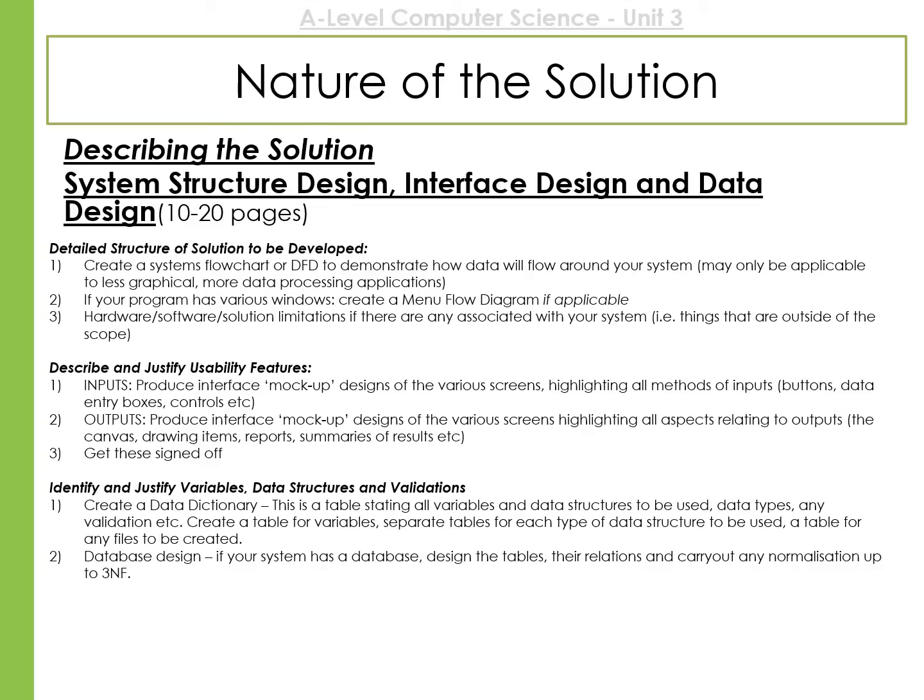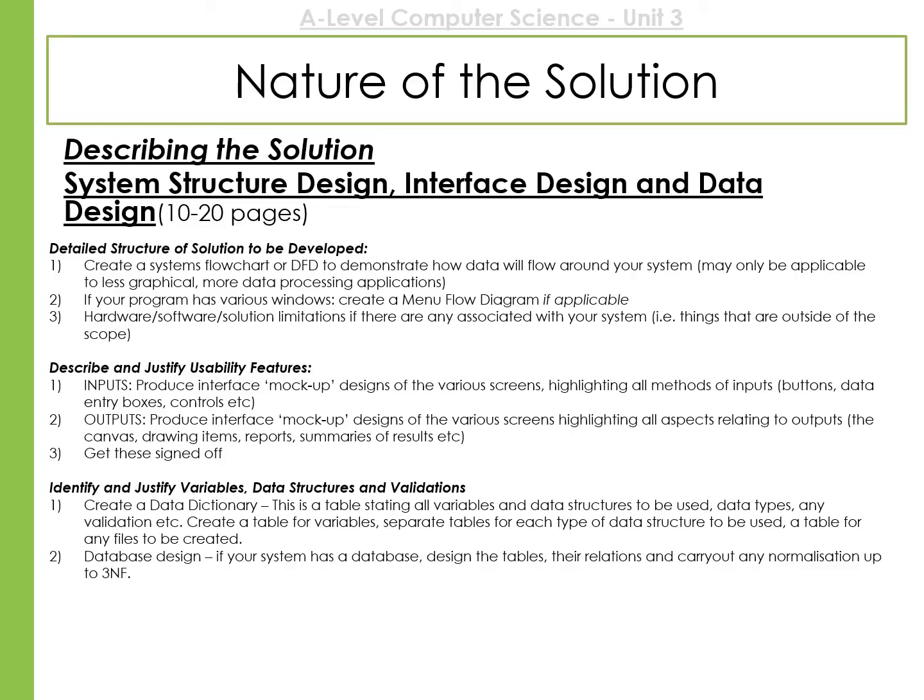The final section is to identify and justify your variables, the data structures and validation that you're going to be using. In some way, you're going to have to create a data dictionary. What data are you going to be using and collecting? What type of variables will these be? Think about the data structures you're going to be using and look back at our data structures. You should be using some data structures.